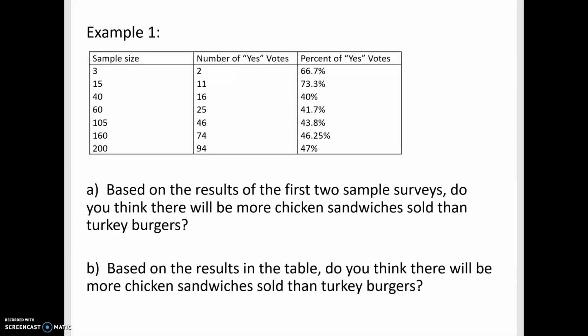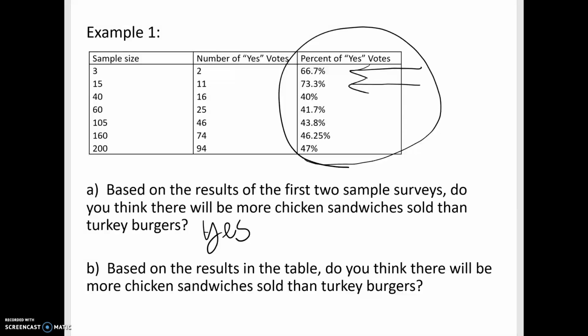Okay. Based on the results of the first 2 sample surveys, so you're just looking at the first 2, do you think there will be more chicken sandwiches sold than turkey burgers? Okay, so if you look at just those, it looks like the majority of people are saying yes, they would buy a chicken sandwich, so I would say yes, more chicken sandwiches would be sold. Okay, the second part asks you to look at the entire table, so now look at all of your yes votes. Based on the results, do you think there will be more chicken sandwiches sold than turkey burgers? Okay, now if you look at the rest of those percentages, it looks like more turkey burgers would actually be sold, so therefore I would say no to the chicken sandwiches.